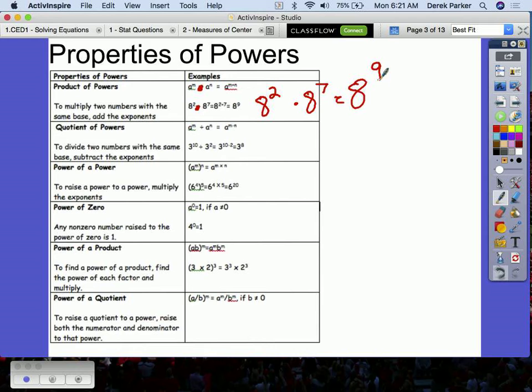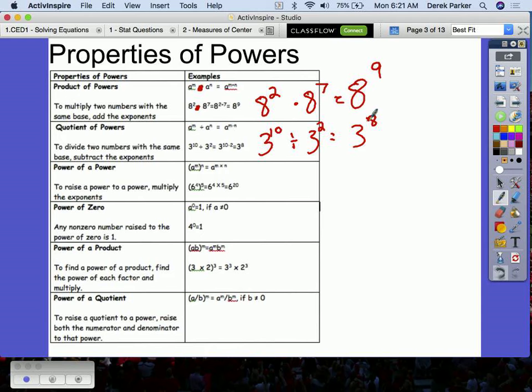Quotient of powers. When you divide two numbers with the same base, subtract the exponents. For example, 3 to the 10th power divided by 3 to the 2nd power. The base stays the same, and you subtract the two exponents. That becomes 3 to the 8th power.